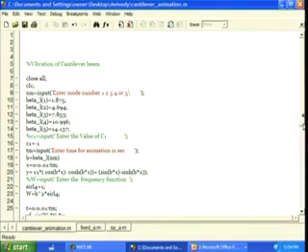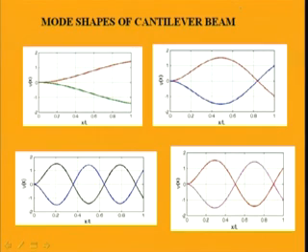In case of a cantilever beam you can observe that the first frequency corresponds to beta L equal to 1.875, the second modal characteristic value, beta L2, is equal to 4.694, for the third mode it is equal to 7.853, the fourth mode 10.996, and the fifth mode it is equal to 14.137. Taking those values, you can simulate for different modes and you can find the mode shapes and the response of the system.